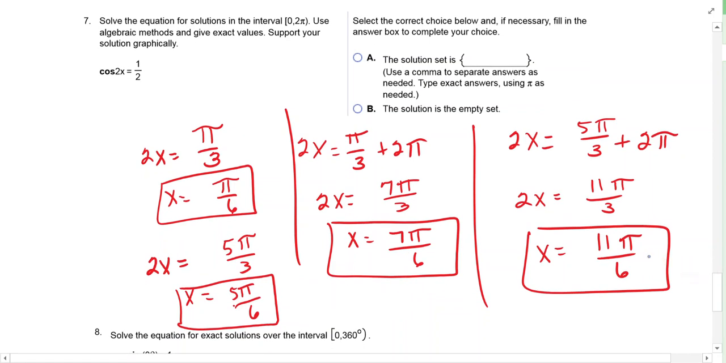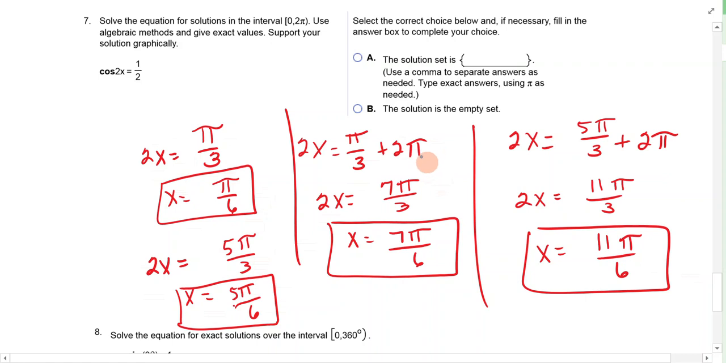7. Cosine 2x equals 1/2. Where does cosine equal 1/2? Well, that's pi over 3. But it's 2x, so you're going to divide by 2, so you get pi over 6. And it's also at 5 pi over 3, which if you divide, you get 5 pi over 6.